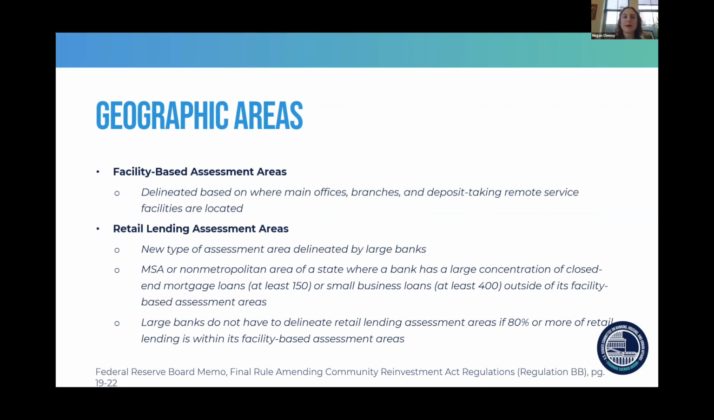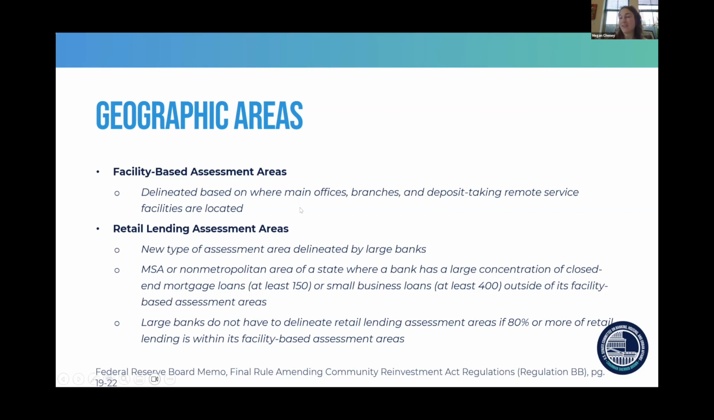And so banks are going to be evaluated in a few different geographies. As they are today, they'll still be evaluated in facility-based assessment areas. So the places where a bank has a branch, or a deposit-taking remote service facility. A lot of times that's an ATM or something like that, or a main office. But large banks that engage in a significant amount of either mortgage or small business lending outside of where they have these facility-based assessment areas will also be evaluated on their retail lending in the new retail lending assessment areas. And this really accounts for that change in banking, where we have more and more mobile banking, people accessing banks that maybe aren't local to them.